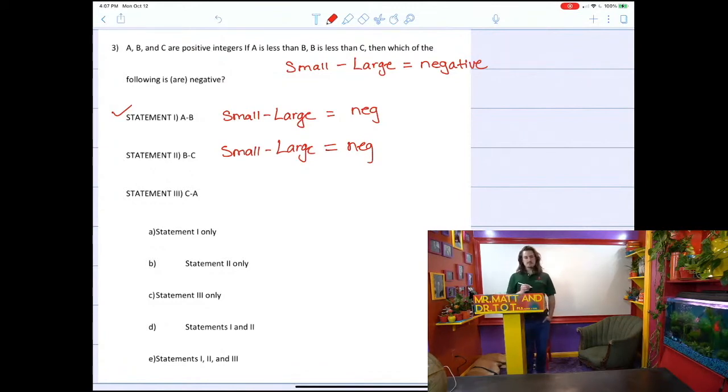And we have statement number 3. Actually, I'm going to give you one more minute. Go ahead and evaluate statement 3 and see what the answer is.